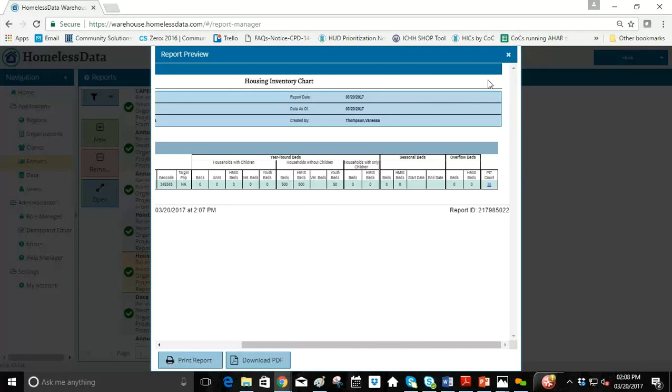Right, so the PIT report is only for people who are homeless. People who are in permanent housing are not considered homeless. And the housing inventory chart is supposed to be over everything in your region that's designated for people who are homeless or formerly homeless, regardless of the funding. So if people have questions about what should go on or shouldn't go on, that's probably more of a question for your HUD rep, but we can try to help sort that out as well.